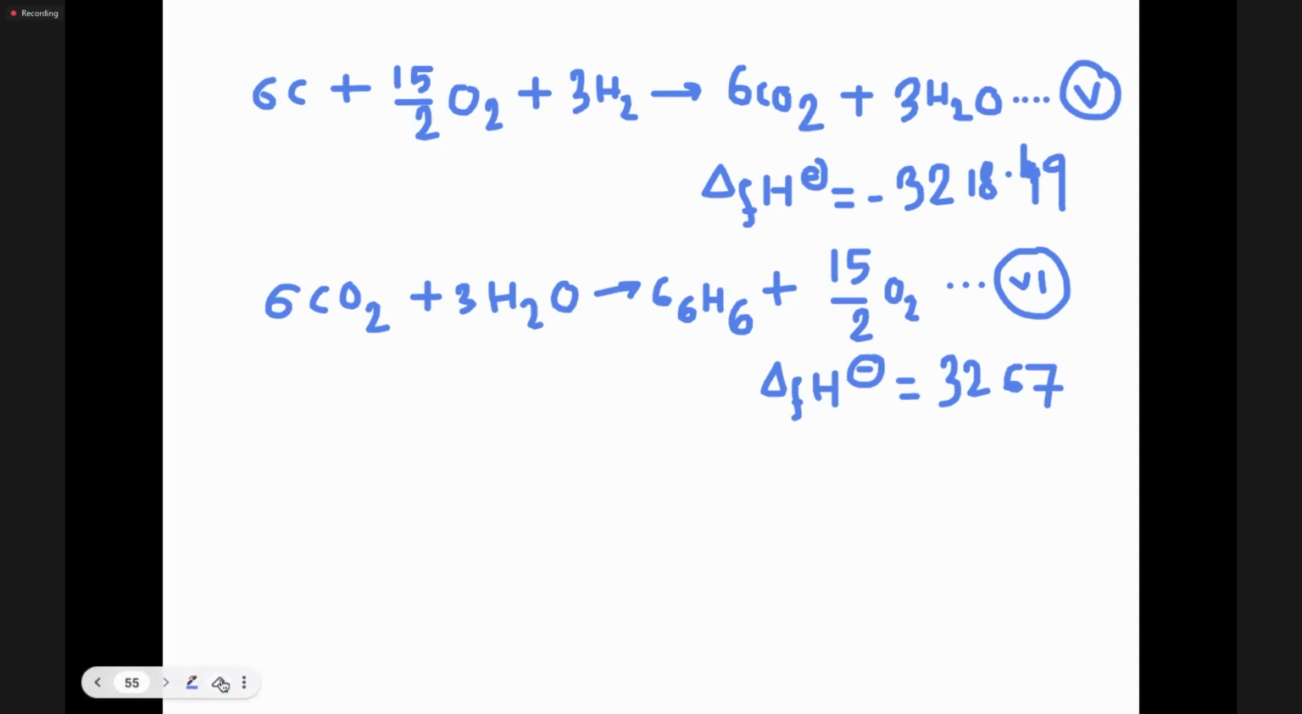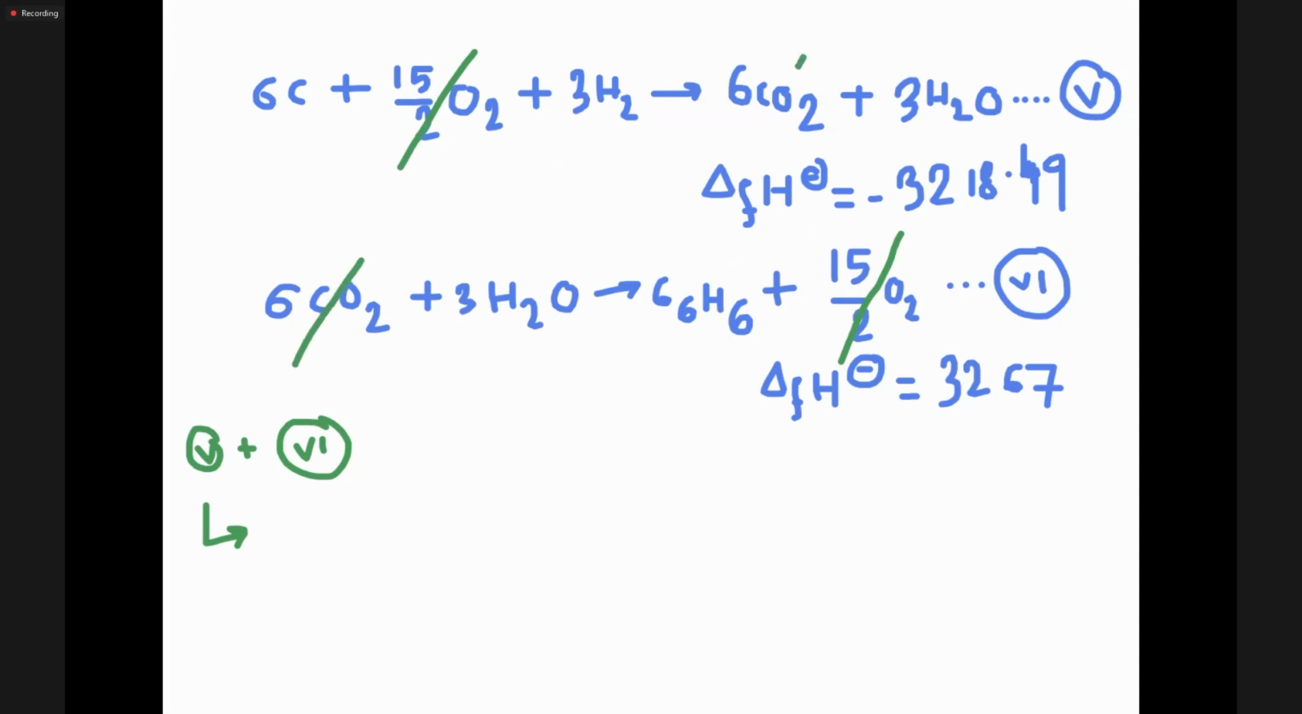So now in this case, if we add equation 5 and equation 6, there will be many terms that are completely cancelled off. The first one will be 15 by 2 O2 and 15 by 2 O2, because one is in the LHS and the other is in the RHS, so it will be cancelled out. Then comes 6 CO2 and 6 CO2, and also 3 H2O and 3 H2O. So all we are left with is 6 carbon, 3 hydrogen and this benzene.